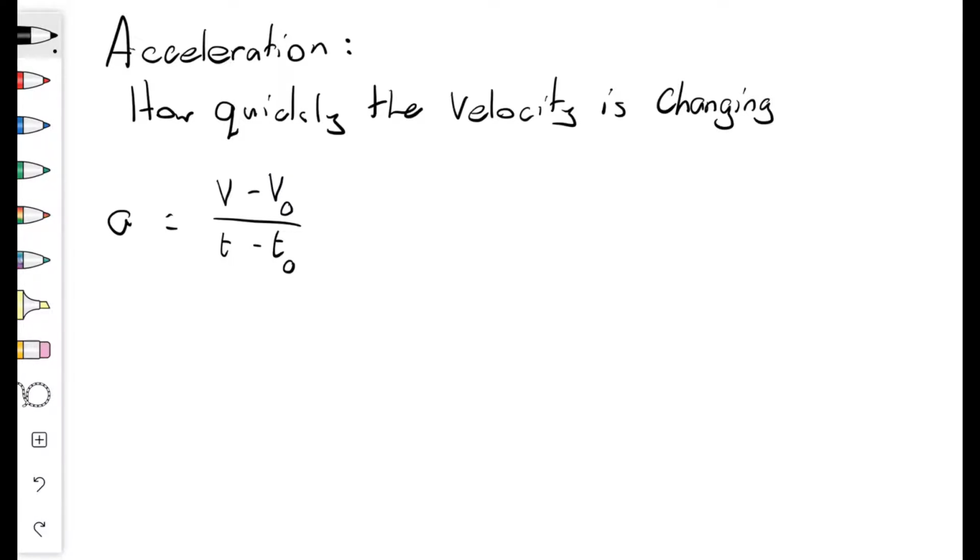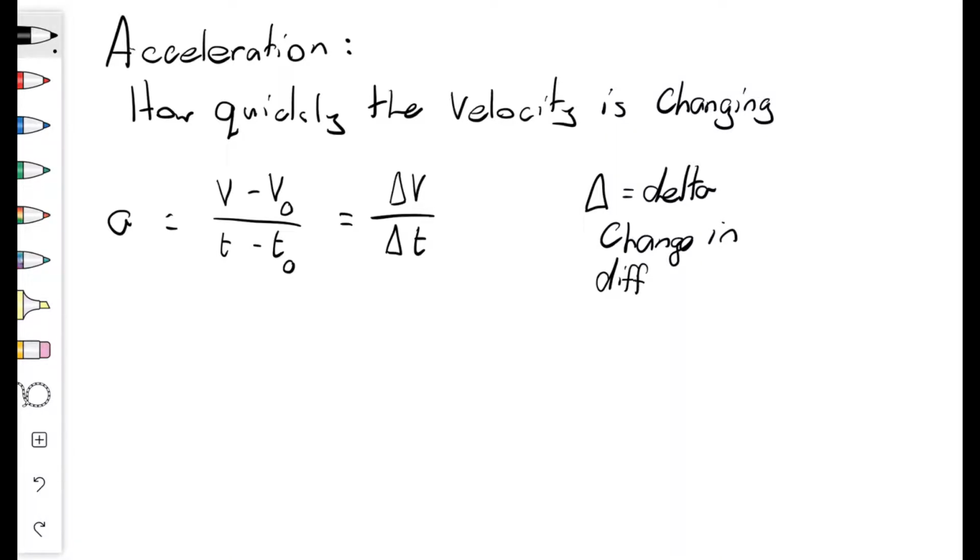In this case, this is probably a little bit more accurate because we might not go from 0 to 10 seconds. If we're looking at a graph, we might go from, say, 20 seconds to 35 seconds, in which case the difference there is 15 seconds. Another way that this formula might get written is delta V over delta T. What this delta sign means is change in, or difference between.